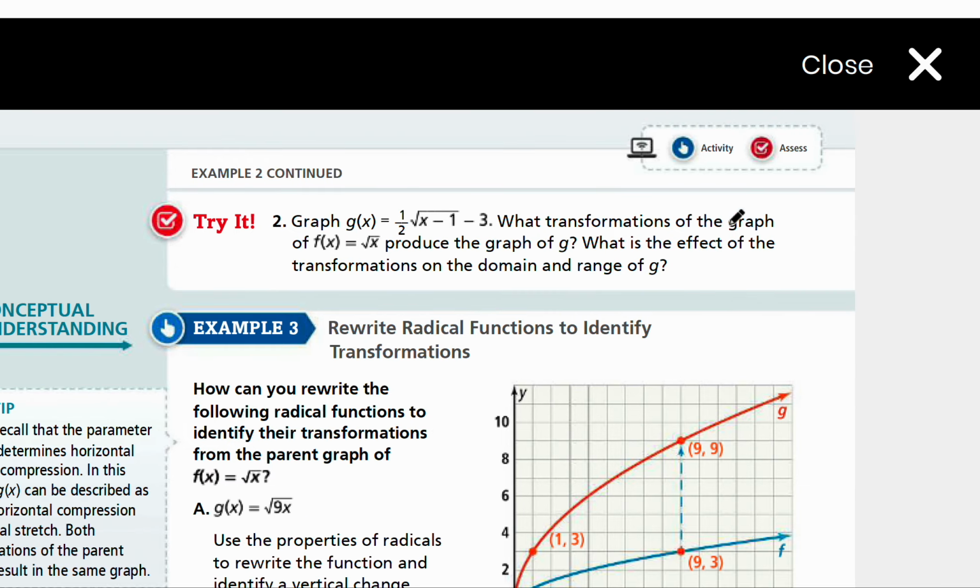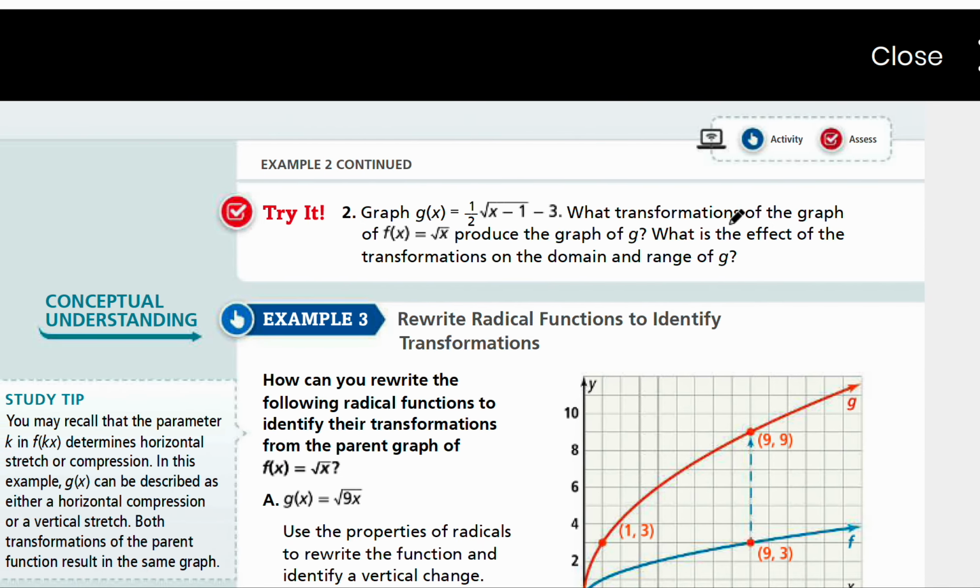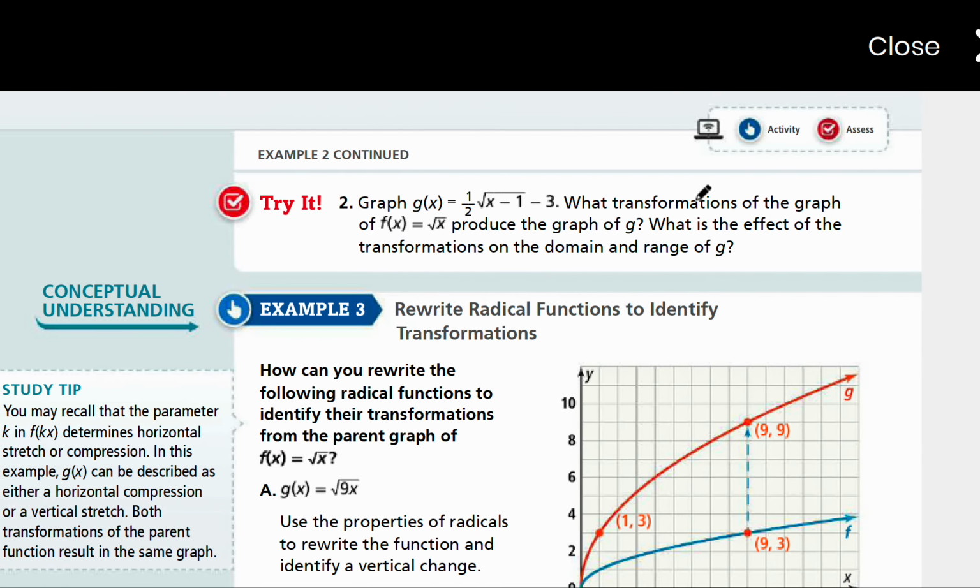So let's look at try number 2. Graph g of x equals 1 over 2 root x minus 1 minus 3. What transformations of the graph of f of x equals root x produce the graph of g? What is the effect of the transformations on the domain and range of g? So pause the video, see if you can identify all the transformations, and find the domain and range.